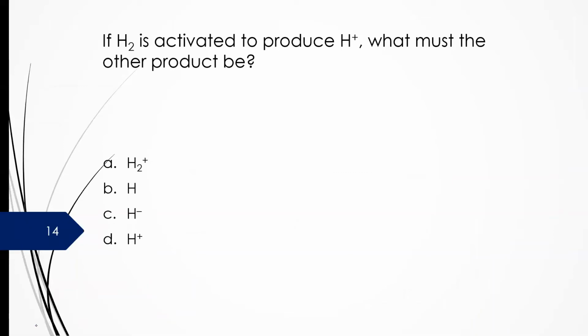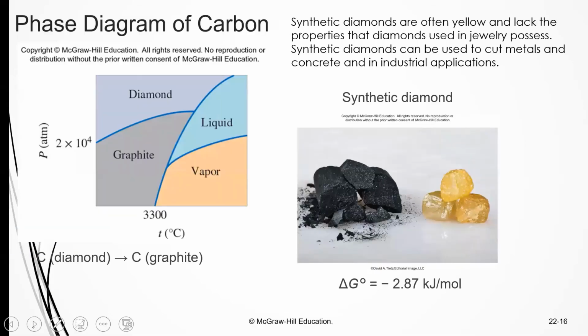So if H2 is activated to produce H+, what has to be the other product? So if we're taking H2 and we're making that into H+, what would that missing one be? And so when we activate it, if we're using H2, then our missing one is going to be our H-. So we're going to make a hydride. And so this is one way for us to make hydrides, which we can then react with our metals to form those binary hydrides that we looked at in the beginning.